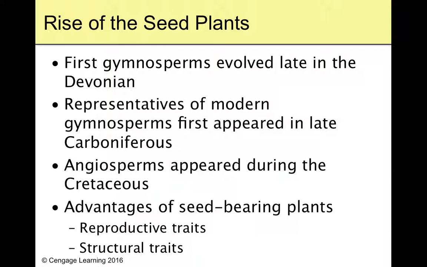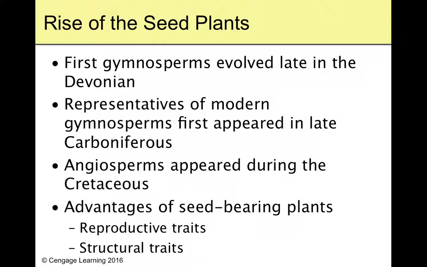And so when we look at seed plants, gymnosperms don't evolve for quite a bit later, because gymnosperms are a whole different animal compared to a fern. So late in the Devonian period, we've had animals and stuff around for a long time before gymnosperms get on the scene. And the representatives of our modern gymnosperms first appeared in the late Carboniferous, so that stuff that's going to start to make coal. And the angiosperms occurred even later, during the Cretaceous.